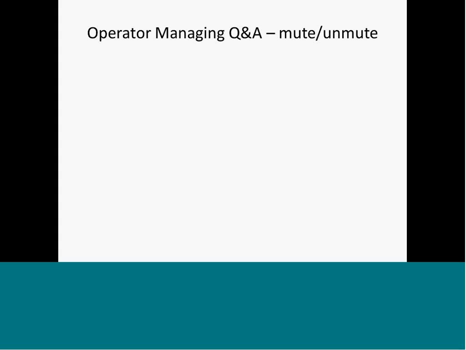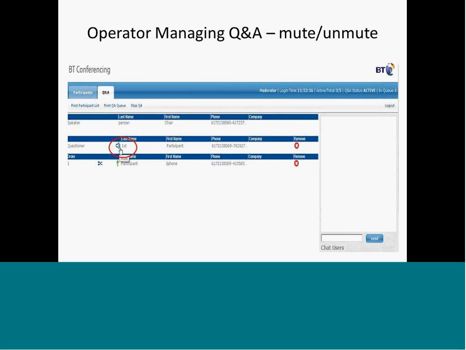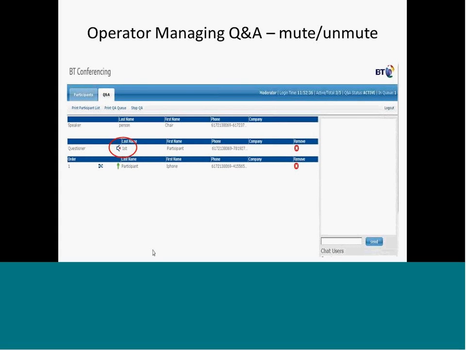The user can request the BT operator to mute or unmute the live questioner. To do this, the user will need to send a text message in the chat window. The BT operator will click on the mute or unmute icon as shown on the Vantage Point screen. This will be automatically actioned on the audio bridge.